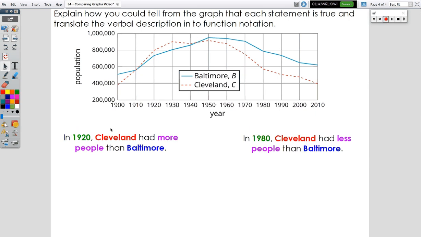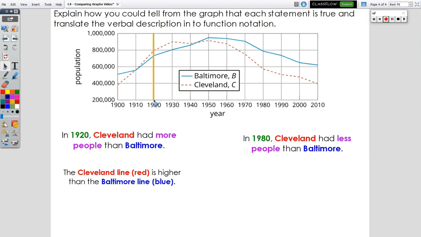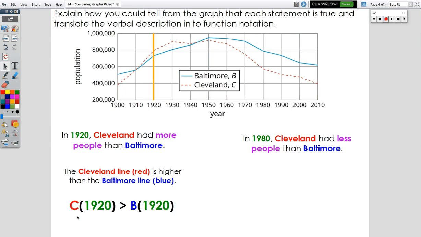All right, and finally, my last two. In 1920, Cleveland had more people than Baltimore. So if I look at that on my graph, 1920, remember we can see Cleveland has more because my line is higher. The Cleveland line is higher. So I can tell because my red line is higher than my blue line. Now the way I would write this, Cleveland's going to come first because Cleveland comes first in my sentence. So my Cleveland population in 1920 is greater than the Baltimore population in 1920.